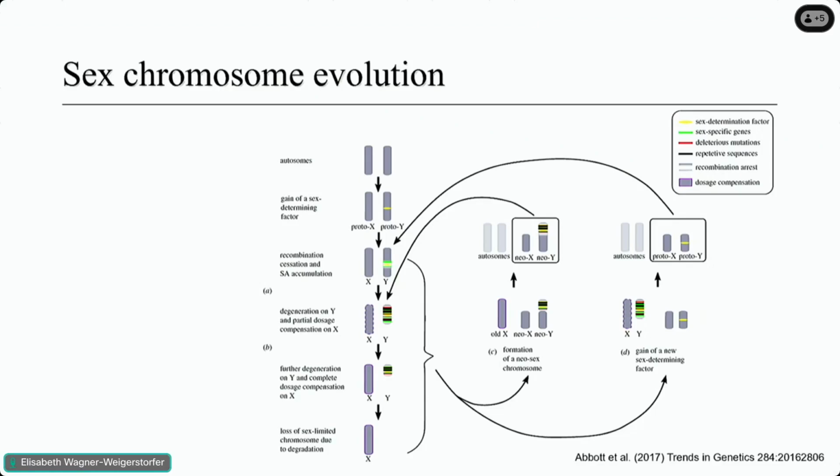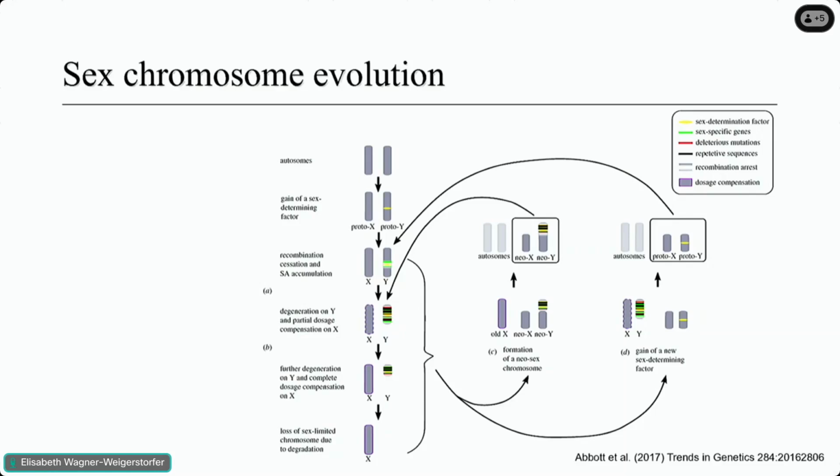This, after enough time, can lead to degeneration on the Y chromosome, because through recombination cessation, you end up basically accumulating a lot of deleterious mutations, and you can get degradation. And this can lead to partial or complete dosage compensation on the X, which is something I'll talk a bit about later. And then over time, you could even have the Y being lost. There are some other potential dynamics here. If you have the fusion of an autosome with a sex chromosome, you get the formation of a neosex chromosome. And you could get another sort of turnover where you have a new sex-determining locus on an autosome, say, that arises.